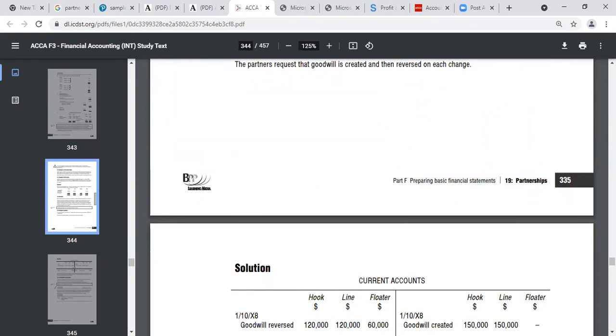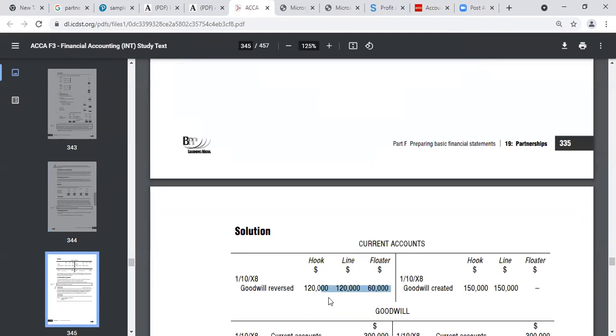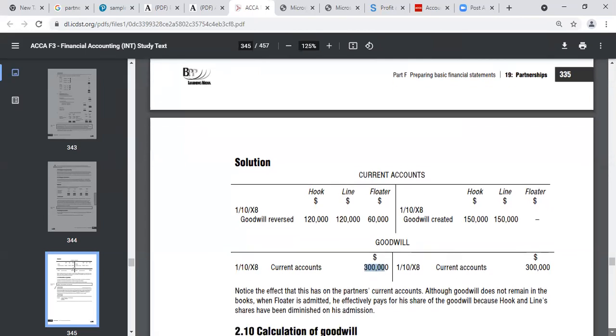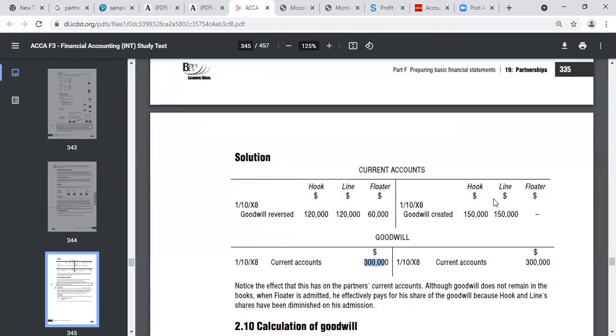So we credited right here because this is what we started with, and here we are trying to reverse out the goodwill. Now in the goodwill account, remember, goodwill is an asset, so it has a normal debit balance. That's why we have the 300,000 here, and then it is being balanced off by 300,000. The reason is that they told us goodwill should not appear in the statement of financial position, so it should not remain in our books. That is why we are writing it off. But as you see, we were able to create it and then reverse it accordingly.